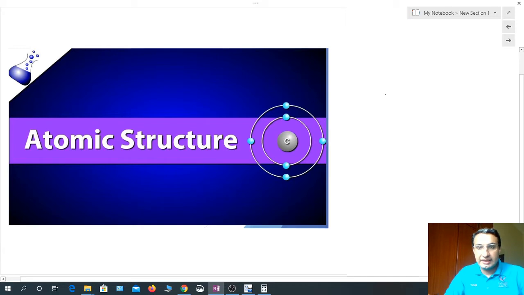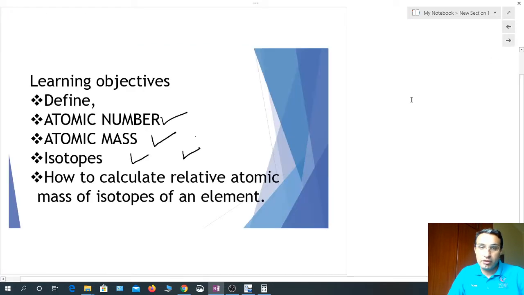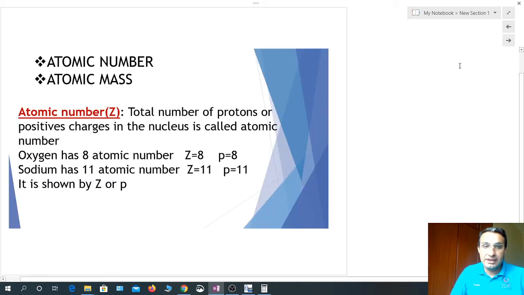So in this lesson, let's get started with the learning objectives. These are our learning objectives. As you see, we are going to define what atomic number is, what atomic mass is, what an isotope is, and how to calculate the relative atomic mass of isotopes of an element. Okay, so in our first presentation here we can start with the definition of atomic number.